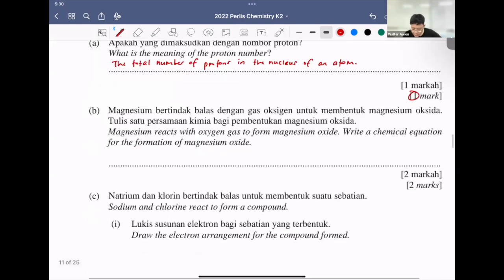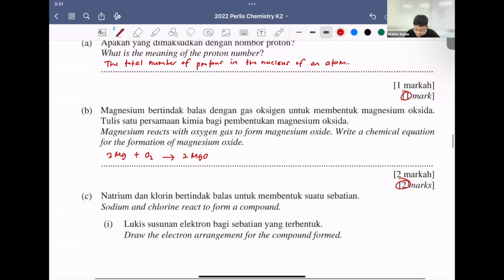Then magnesium reacts with oxygen gas to form magnesium oxide. Write the chemical equation for the formation of magnesium oxide. Here it's pretty simple. That will be 2Mg plus O2 gives 2MgO. So balancing the chemical equation is 1 mark, and the correct formula will also give you technically 1 mark.